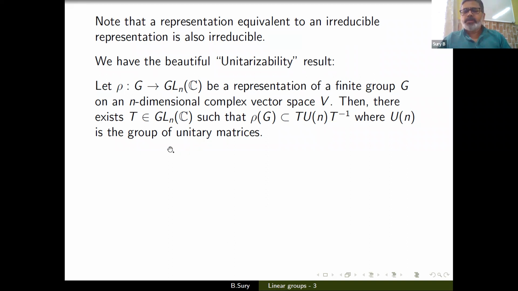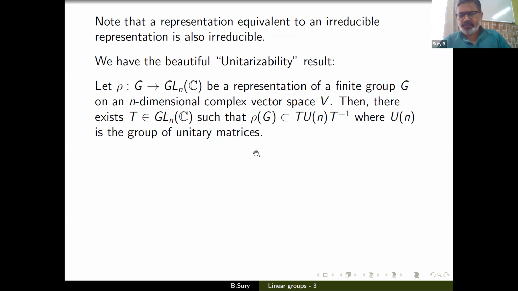So in other words, up to change of basis, any complex representation is a unitary representation. Any finite dimensional complex representation of a finite group is equivalent to a unitary representation. That is what this is saying.